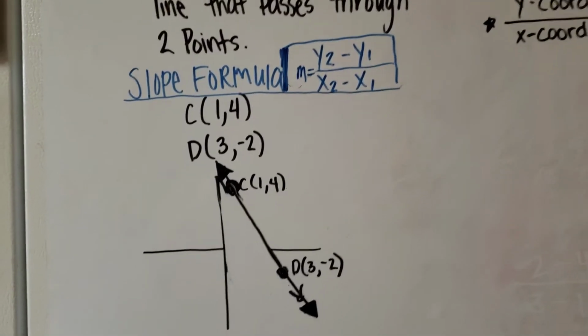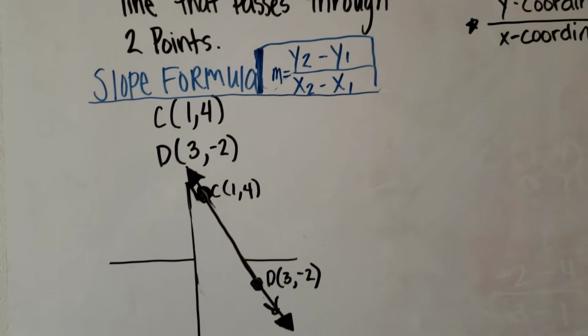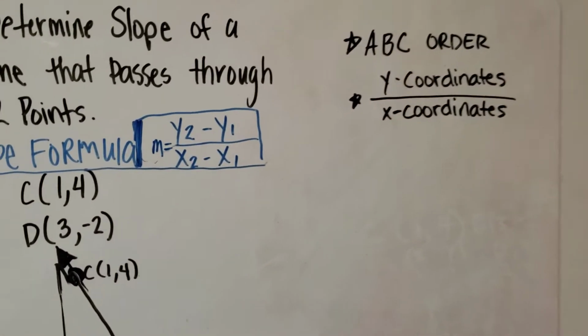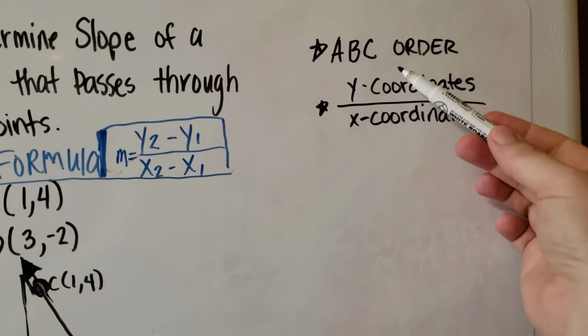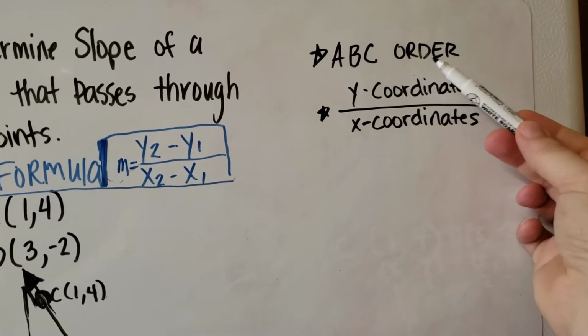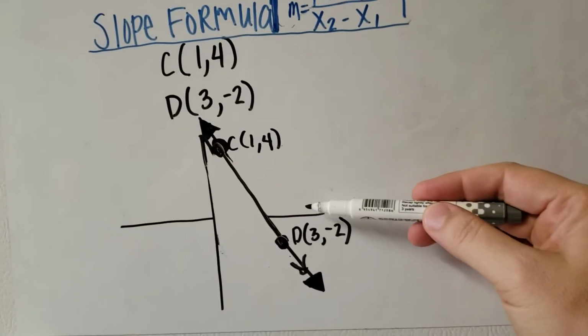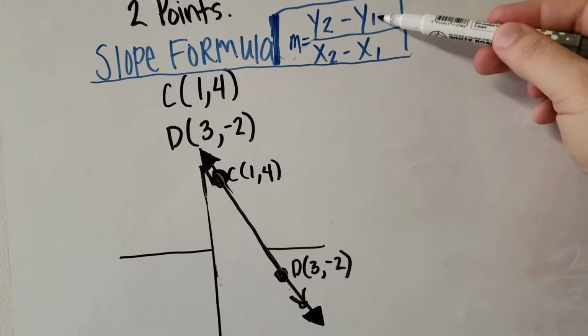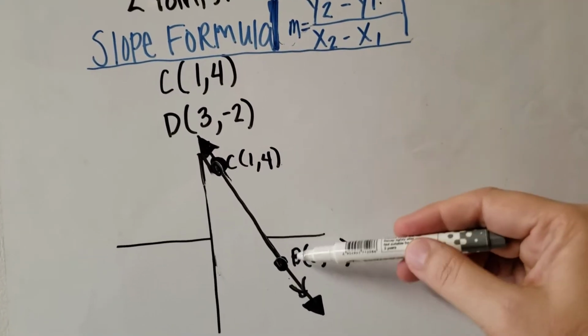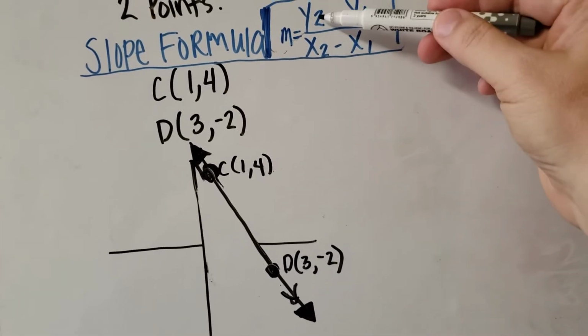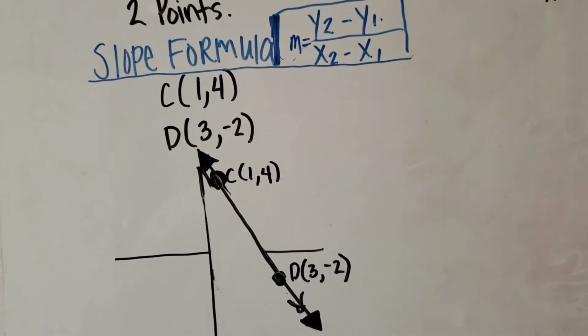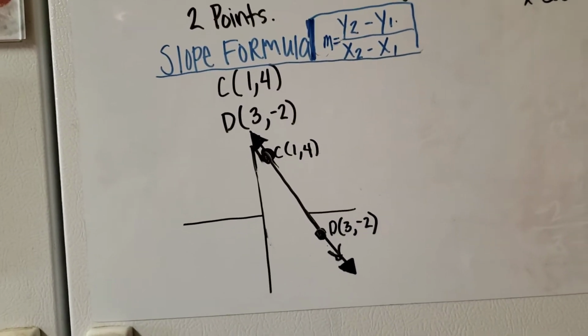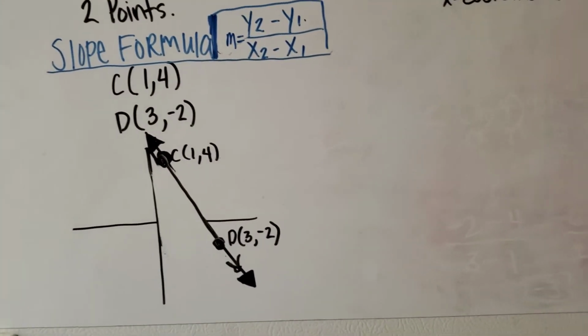So one thing that I want to draw your attention to, guys, is that whenever you're looking at your 2 points, you want to always put them in ABC order. Like in this particular example, we'll do C as our number 1 X and Y, and then we'll use the point D for our 2 X and Y. Okay, so let's look at this a little bit.